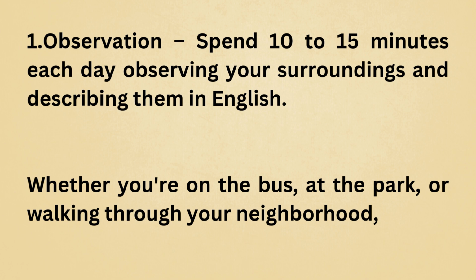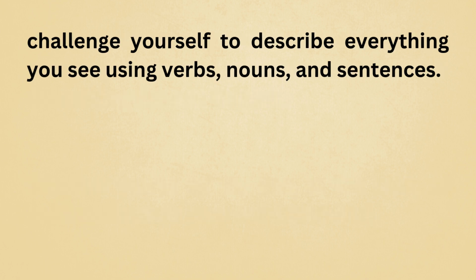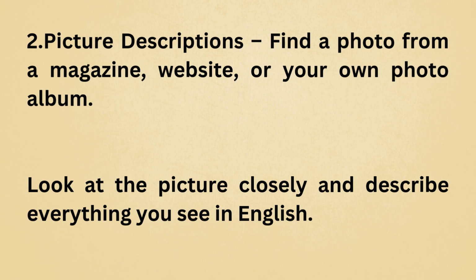Spend 10 to 15 minutes each day observing your surroundings and describing them in English. Whether you're on the bus, at the park, or walking through your neighborhood, challenge yourself to describe everything you see using verbs, nouns, and sentences. 2. Picture descriptions. Find a photo from a magazine, website, or your own photo album. Look at the picture closely and describe everything you see in English.